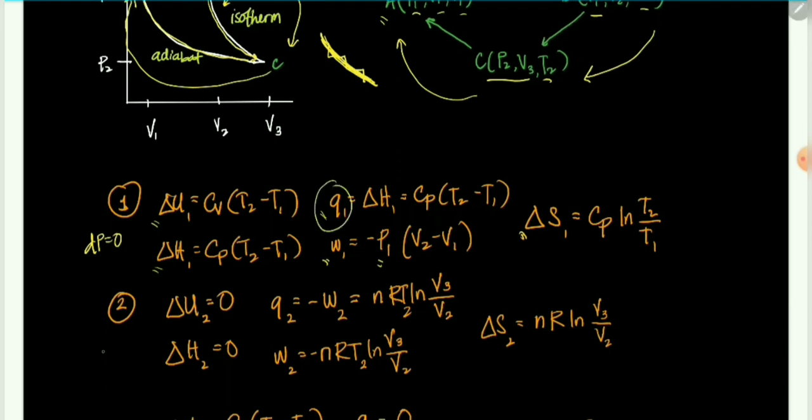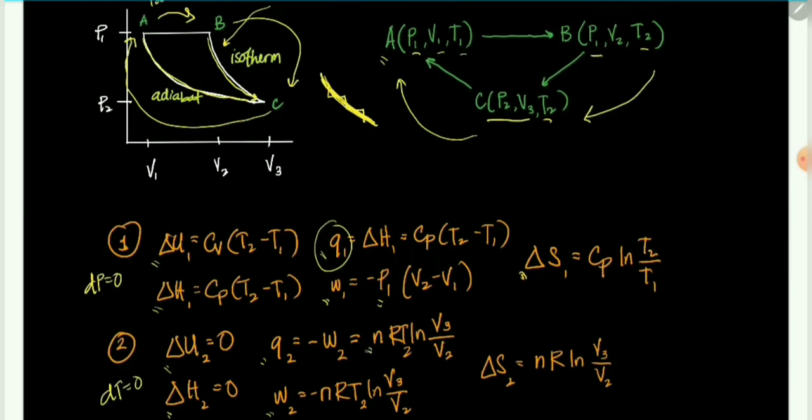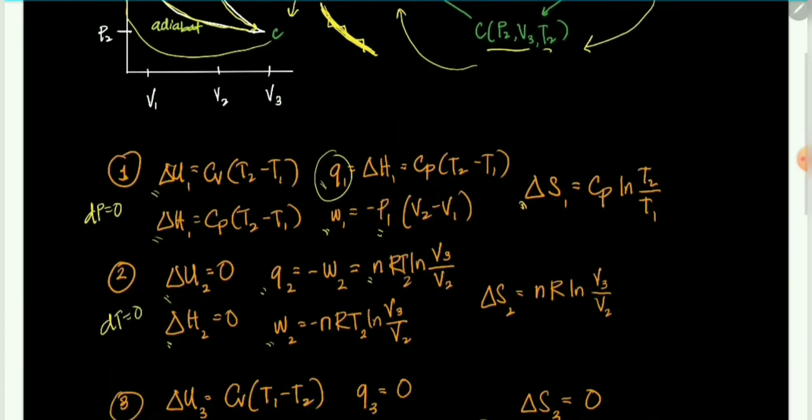So for the next step, this is isothermal, so the temperature is maintained. The delta U and delta H for this process are both 0 because of the temperature dependence of delta U and delta H. Okay, for an ideal gas, they only depend on temperature. So they are 0 when the temperature is constant. So Q2 is equal to negative W2 because delta U is 0. According to the first law of thermodynamics, delta U is equal to Q plus W. So if delta U is 0, Q is equal to negative W. Since W is negative NR T2 ln V3 over V2, Q is positive NR T2 ln V3 over V2. Delta S is therefore Q over T. Okay, so that's NR ln V3 over V2.